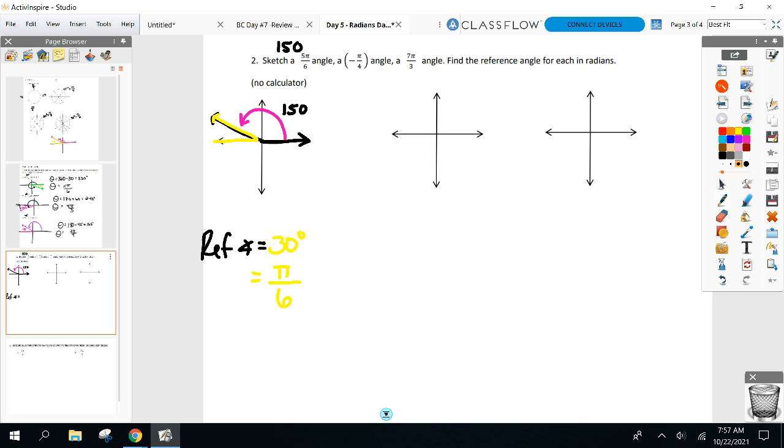Could I have gotten that off of just knowing the angle to begin with? Everyone see the relationship between the angle and the reference angle? Take away the 5, you've got your pi over 6.